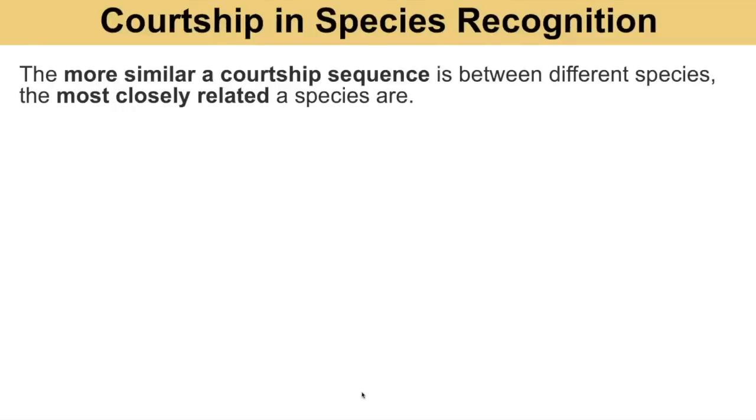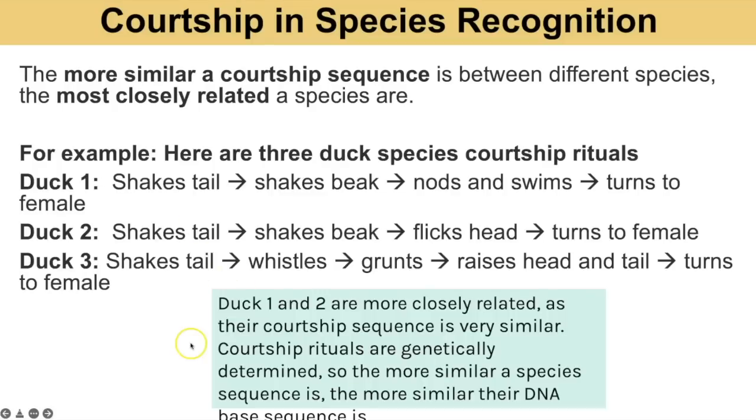This could be used as a way for us to identify how closely related different species are as well. For example, we've been shown 3 ducks here and the sequence of their courtship behaviour. We can see that ducks 1 and 2 must be more closely related because their sequence of behaviours in the courtship ritual are more similar than duck 1 and 3 or ducks 2 and 3. Because this behaviour is genetically coded for, and the sequence of behaviours is more similar, their DNA base sequence is likely to be more similar too.